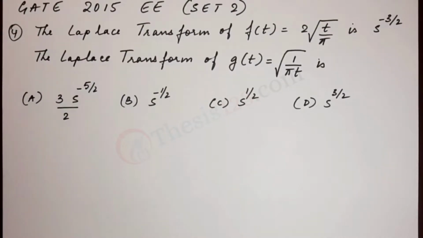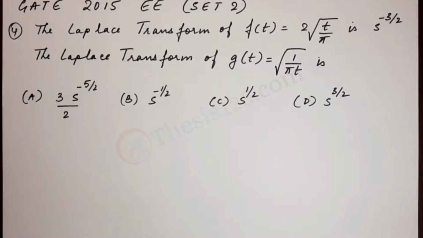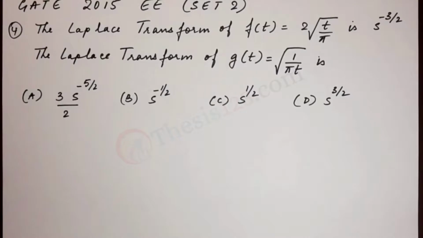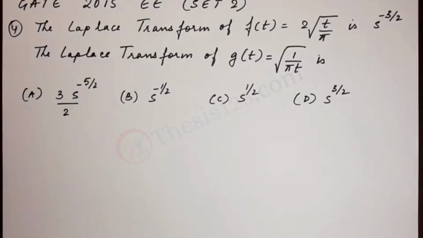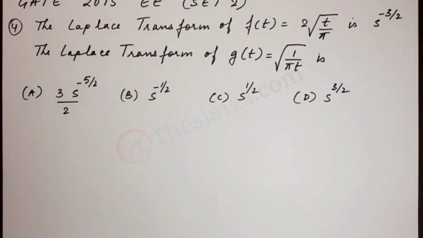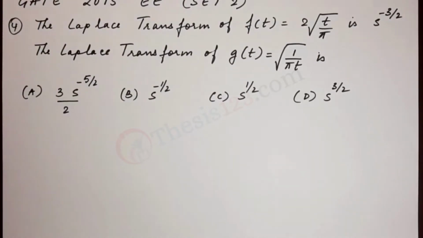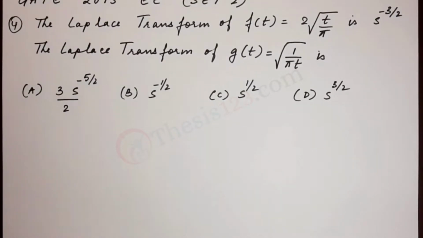Then there should be some sort of relation between the two functions given. So take a minute and try to observe f of t and g of t and see in what way they can be related. Now, you'll notice that if you differentiate f of t, you will obtain g of t. Let's take a look at that.